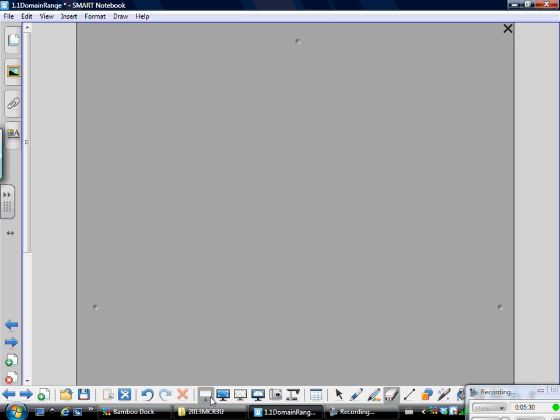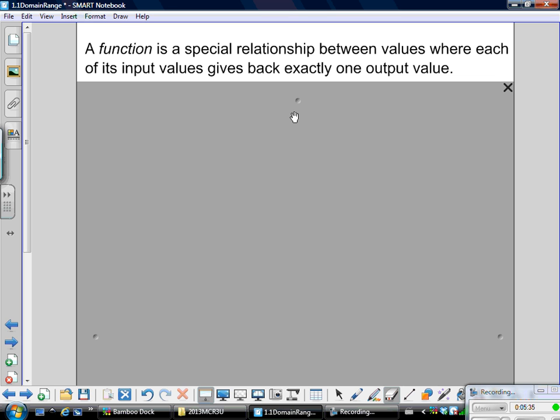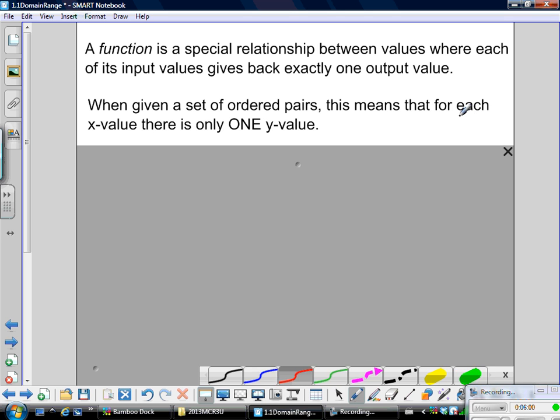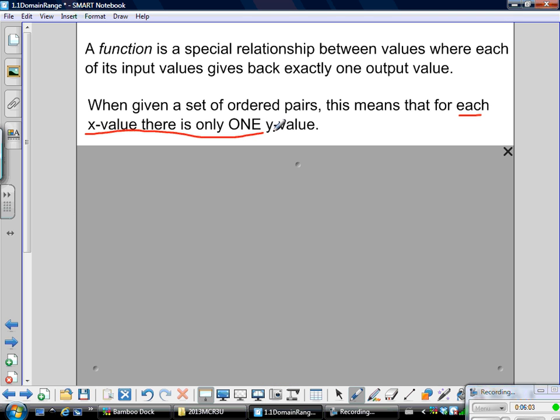Now I'm just going to put up the blind so we can talk about this and highlight things that are important. So now a function is a special relationship between values where each of its input values, so each x, gives back exactly one output value. Okay, exactly one. So first of all, if I'm given a set of ordered pairs like we were in one of those examples, it means that for each x value, there is only one y. So each x has only one y value. It can't have two, only one.